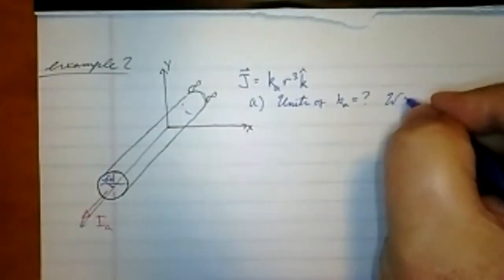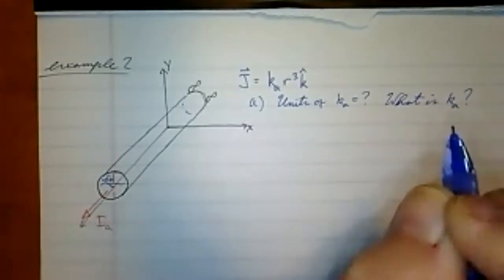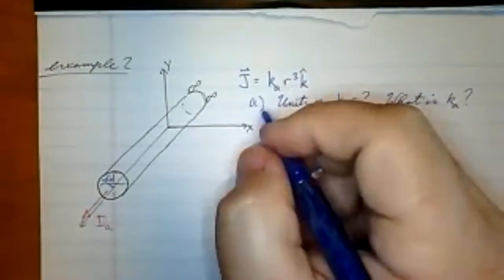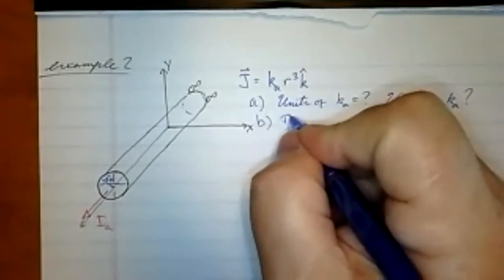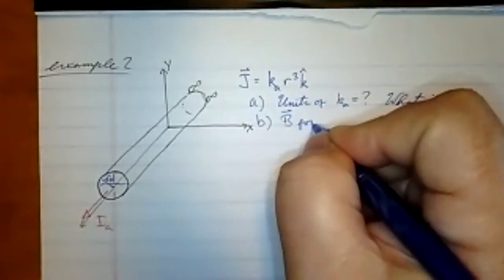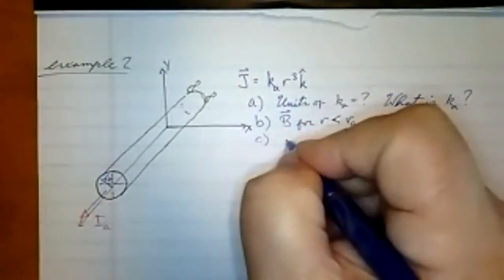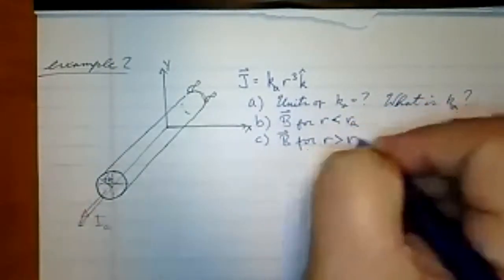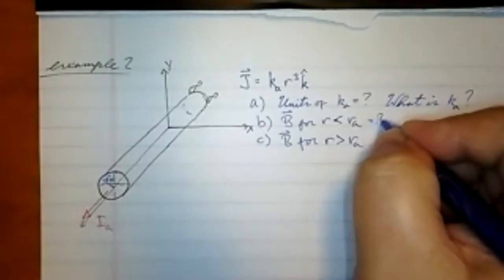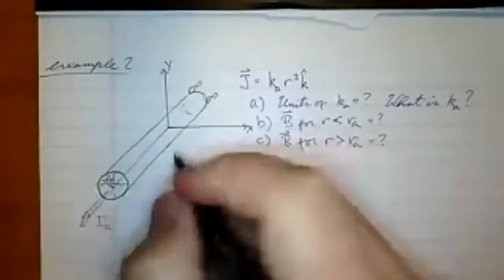And what is K? Okay, so that's the first part. Part B, I'm going to try to figure out what is B for R less than RA. And part C, I'm going to try to figure out what is B for R greater than RA. So there's my parts. Okay. So let's get cracking on part A.